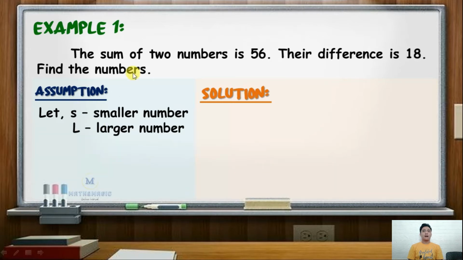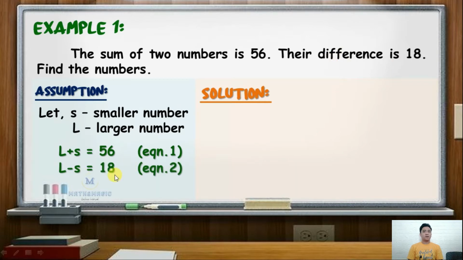Next, we will form our working equation. According to the first statement, the sum of the two numbers is 56. This can be expressed as L plus S equals 56. For the second statement, the difference is 18. It can be written algebraically as L minus S equals 18. Here we will now proceed to solving the values of the variables L and S.